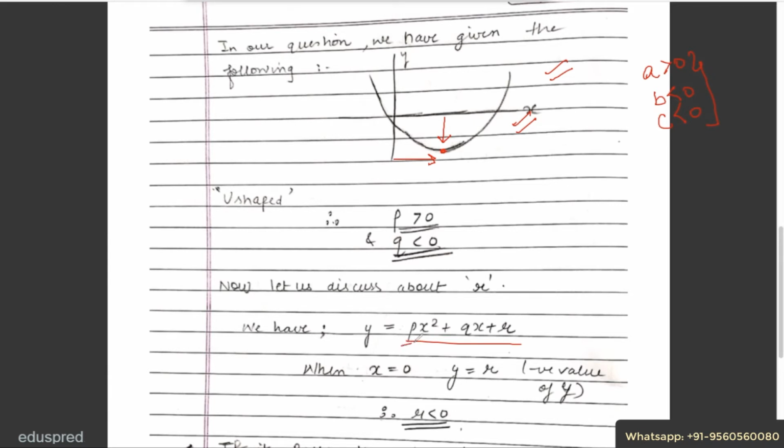Where P is a substitute of A, B is substituted by Q, and C is substituted by R. So here instead of A we have P, instead of B we have Q, and instead of C we have R. Now we have already found all these things, so your P would be positive as it is opening upwards. Your Q is negative as the vertex has shifted to the right. Also your R is negative as the vertex has shifted downwards.